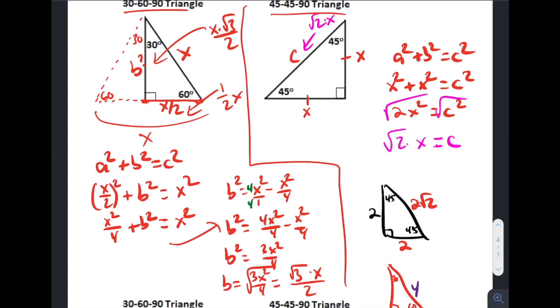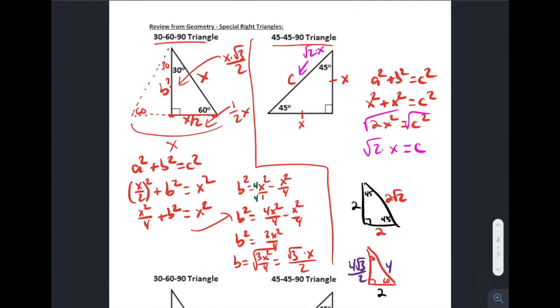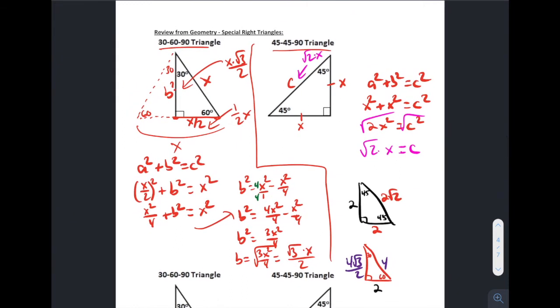And then the relationship between the two of these is that this third side is whatever this side is times root 3 over 2. So that would mean that this is actually 4 root 3 over 2 for that third side. Now obviously we could always do the Pythagorean Theorem to find those missing sides, but it's nice to have these relationships and know ahead of time what these values are going to equal.